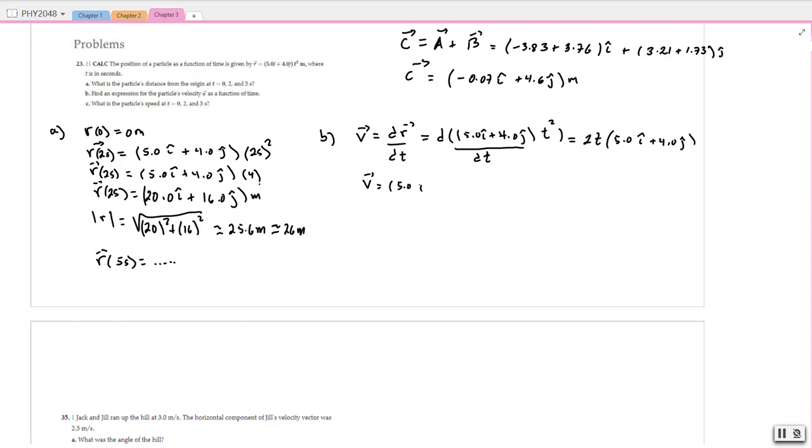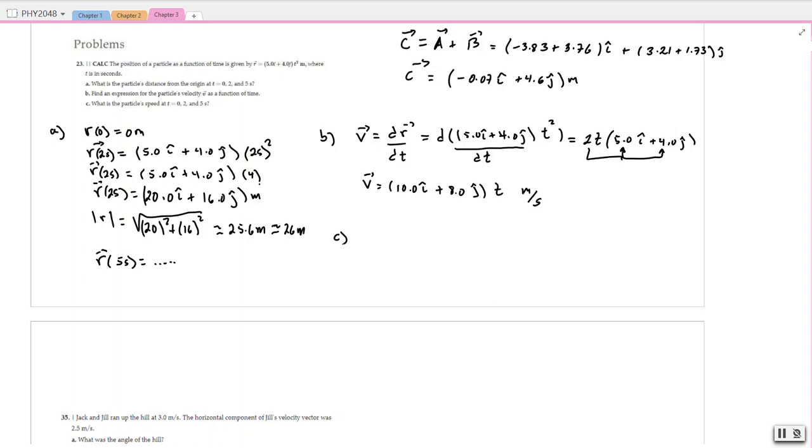5.0 times 2, so it's going to be 10.0, right? So let me fix this here. It will be 10.0 i plus 8.0 j times t, right? So this will be now my equation, and this will be in meters per second. Okay, because of course you multiply the scalar 2 times both components, right? So now this is your equation for velocity, 10.0 i plus 8.0 j times t, in meters per second.